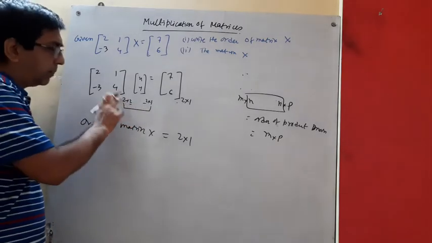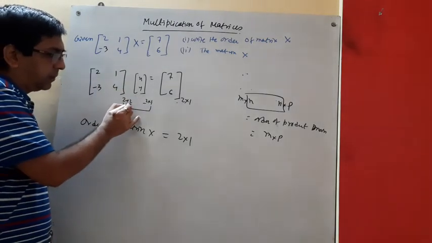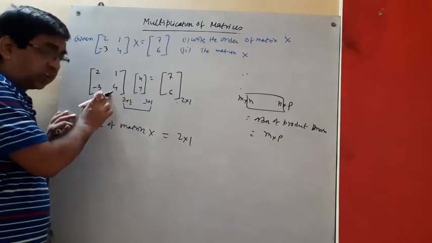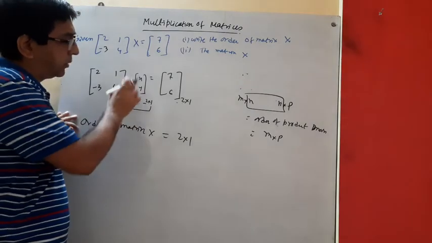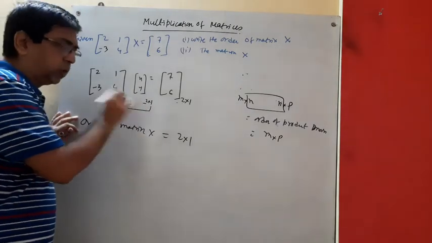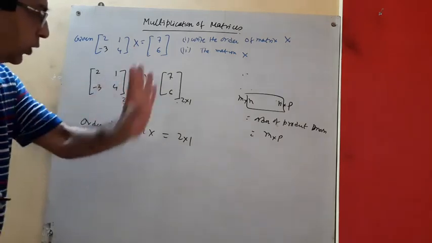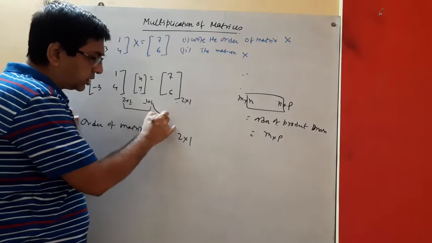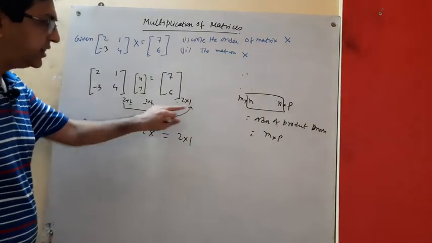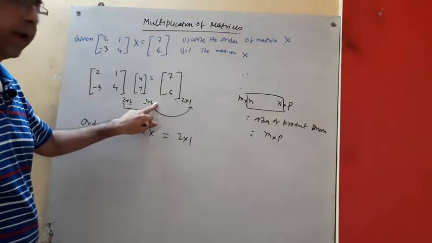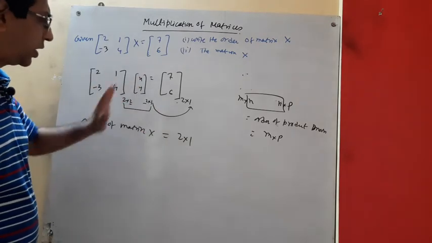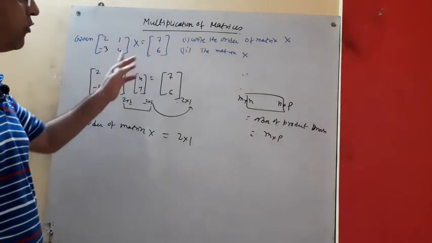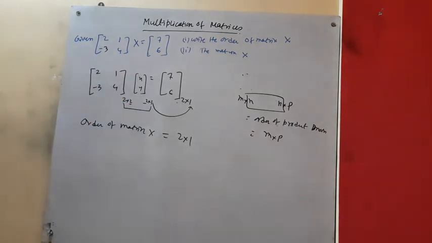Why? Because for this product, the column number of the first matrix should be equal to the row number of the second matrix. So if it is 2, that should be 2, otherwise they are not conformable for the product. And the rest part is that this is 1, because these will come here. So as it is 1, this should be 1. That means the order of the matrix X will be 2 into 1. Suppose it is x, y. Now we have to find the matrix X.